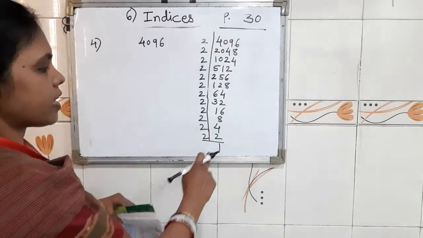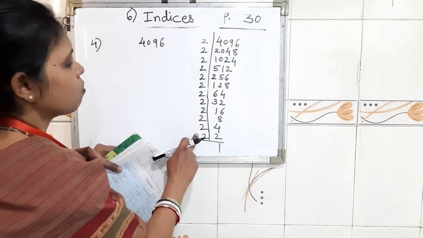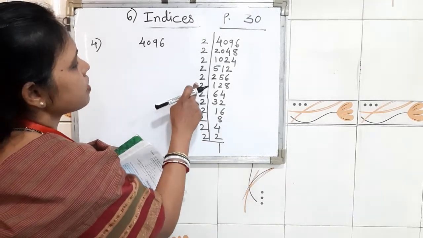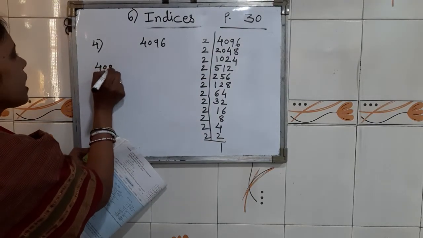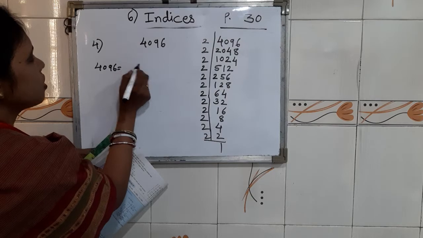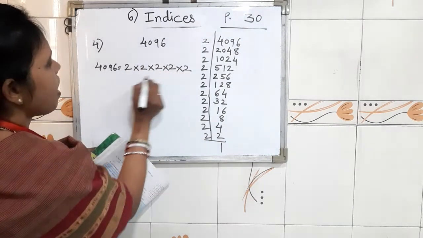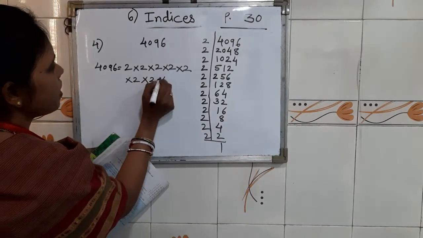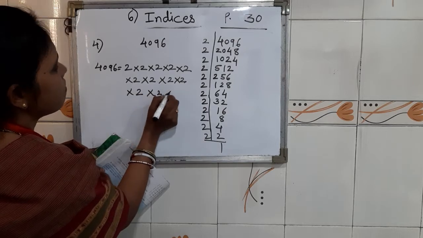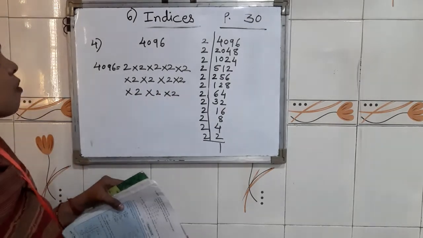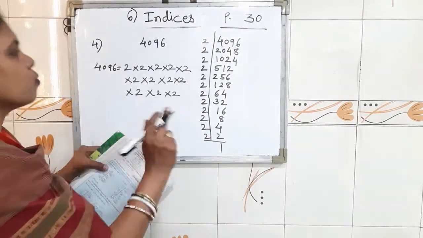So children, here we have completed our factors. How many times did we get 2? 1, 2, 3, 4, 5, 6, 7, 8, 9, 10, 11, 12. Means for 4096 we got 12 times 2.